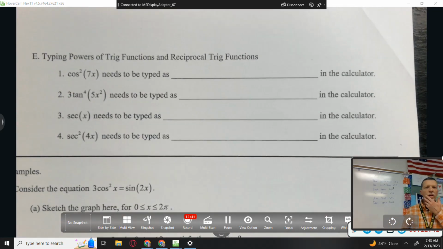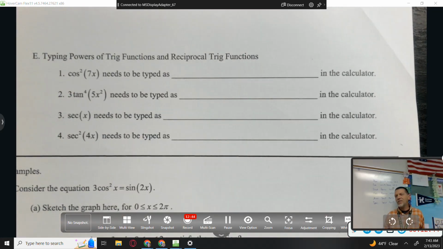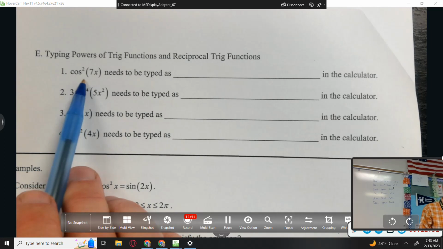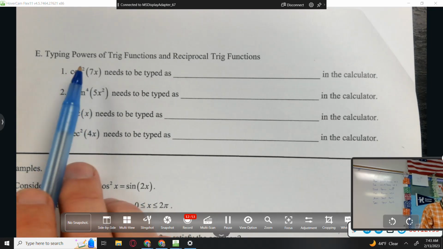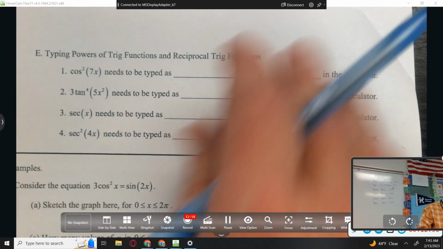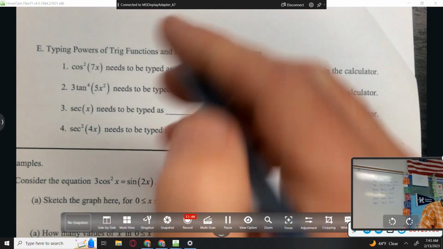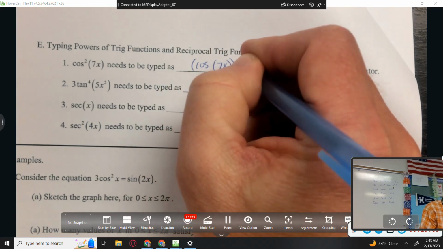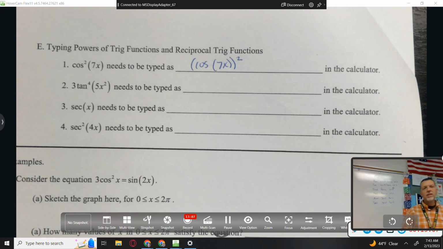All right, typing powers of trig into the calculator. This gets a little bit weird because of cosine squared of 7x. What is being squared there? The cosine, the 7, the x, all of it? The cosine. But you can't type it into the calculator like this. So you need to write cosine of 7x and then squared. So that power needs to make sure you're squaring or cubing or fourthing the right thing.